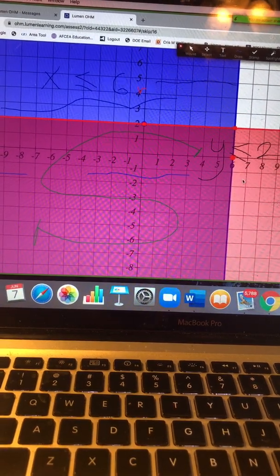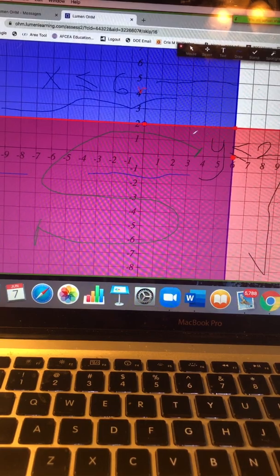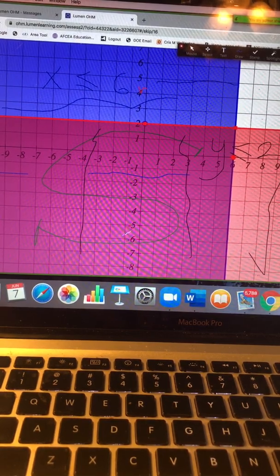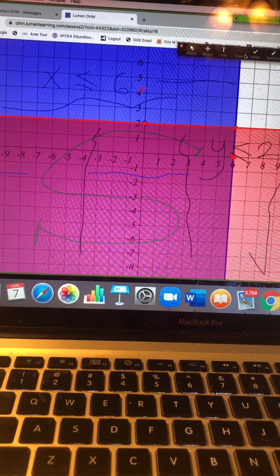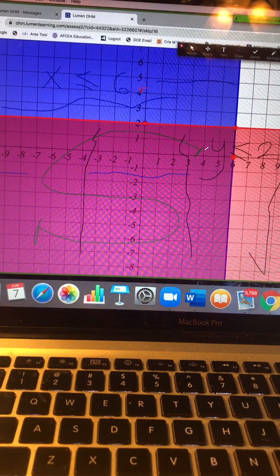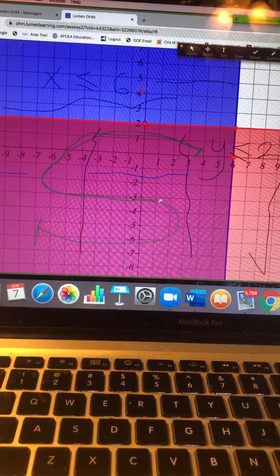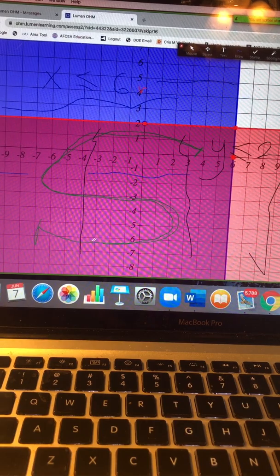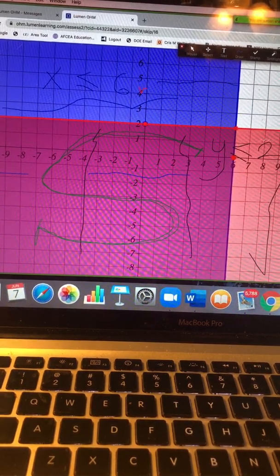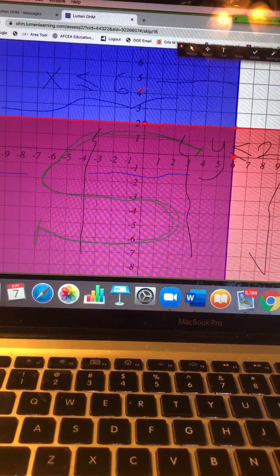And so that inequality was everything coming from up, and this line going down this way. And so you can see where they overlapped, right? Like I said before, in the green, that's where they overlap. So this is the overlapping region between the inequality going left, x less than or equal to 6, and the inequality going down, y is less than or equal to 2. That overlapping region is called the solution, right?